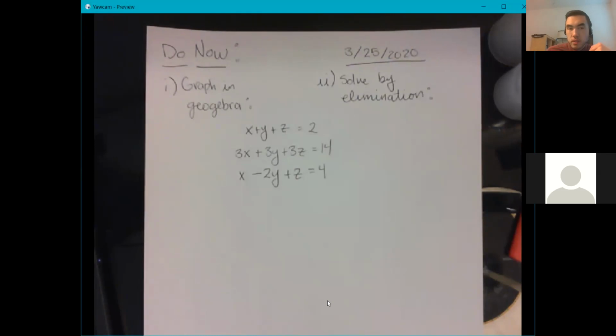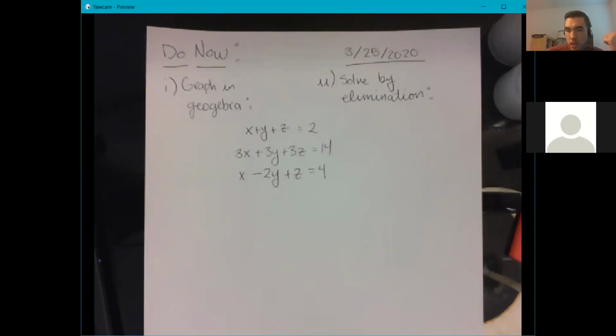So I have one system that we're going to look at today. x plus y plus z is equal to 2. And 3x plus 3y plus 3z is equal to 14. And then x minus 2y plus z is equal to 4. Take that system of three equations and do these two tasks with it.